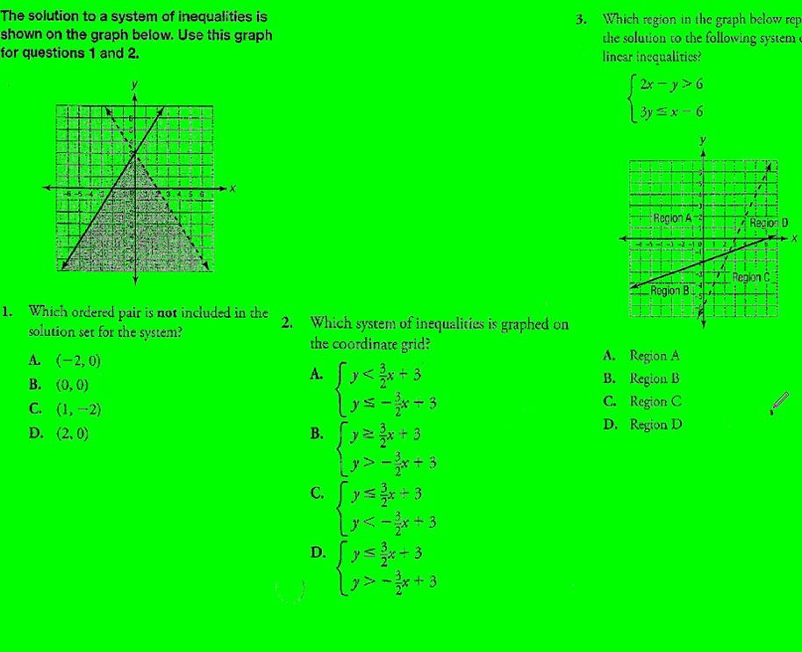We're reviewing quickly for your systems of inequalities quiz here, and what we're going to look at first is which ordered pair is not in the solution set. So what we need to do is just plot these ordered pairs. Negative 2, 0 is right there, 0, 0 the origin, 1, negative 2 right here, and 2, 0 which is right there.